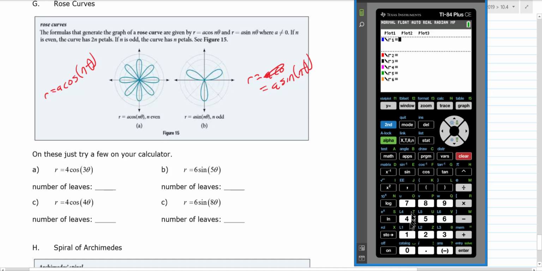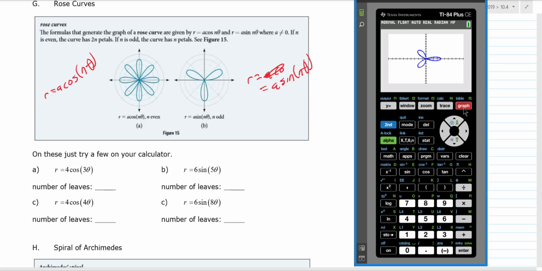So what happens on this first one? If you put the first one in, you have 4 cosine 3 theta. So it's got an odd number. If this number is odd, that'll tell you how many leaves it has. So this one has 3 leaves. Anytime that's an odd number, that's how many leaves it has. So this next one's going to have 5 leaves like that. And that's what that looks like.